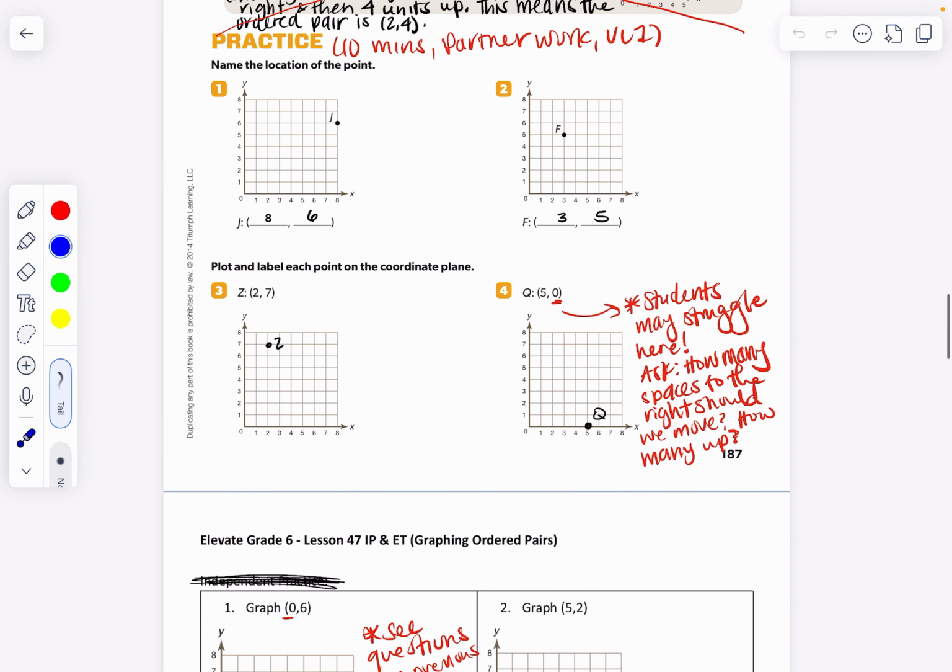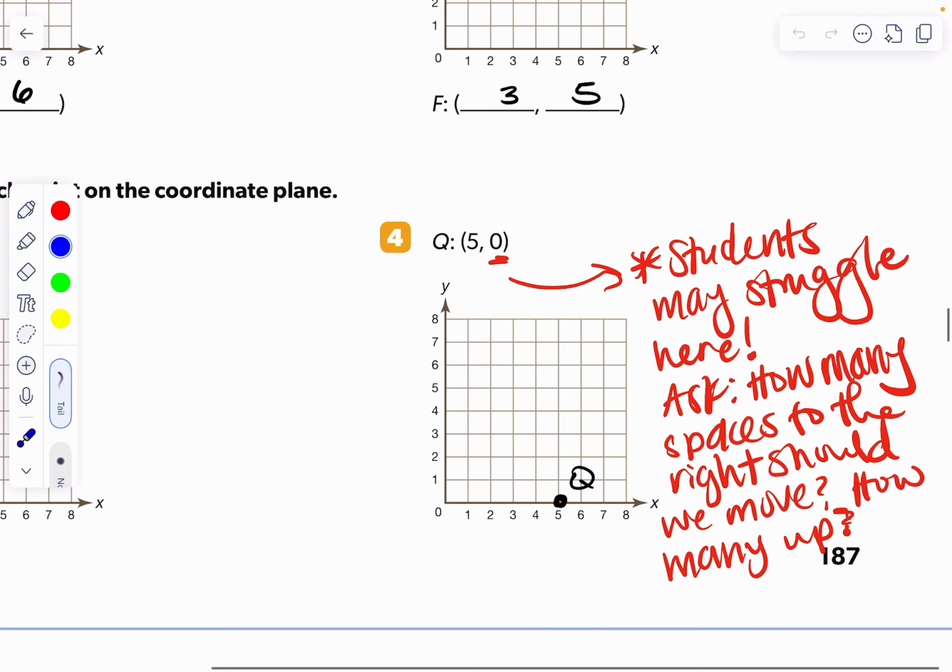minutes of partner practice. Pay attention to question 4. Students might productively struggle with this question only because they will know that they need to move 5 spaces to the right. However, some of them may struggle with, okay, now what, given that my y coordinate is a 0. So the question that you can ask them is, what does it mean for me to move 0 spaces up? Students should be able to then say it means that I don't go anywhere. Okay, great. So that means that you're already where you need to be.